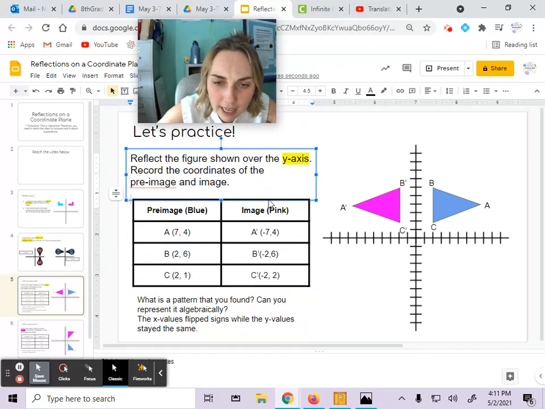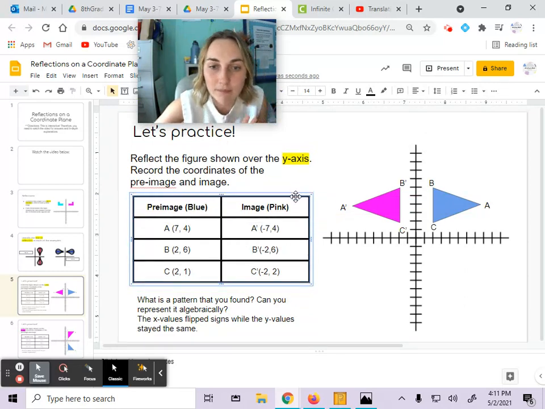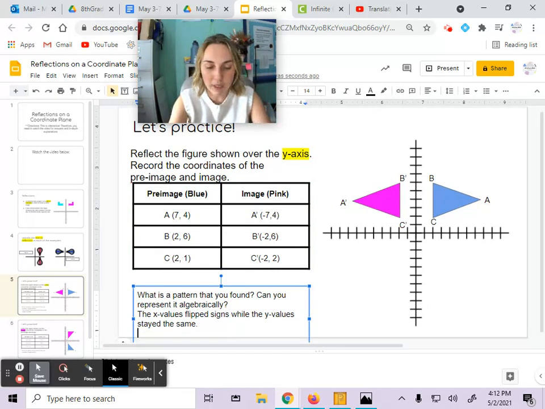There was an exact way on how to do that. Let me see. Oops, no, stop. Just move up a little bit. All right, can you represent it algebraically? And yes, we can. We're going to say that our x-axis is going to flip, okay? And I'm going to say that by a -x, okay?